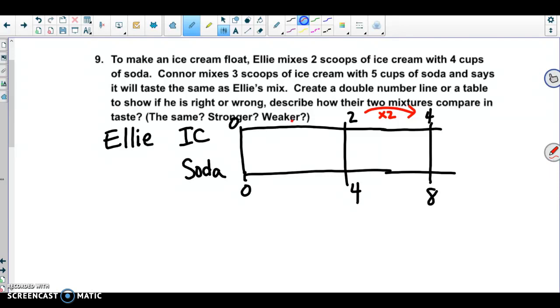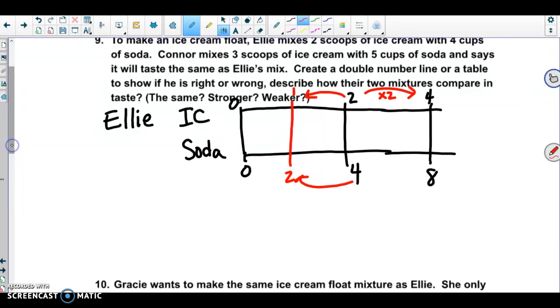Like I could say 1 scoop of ice cream, and if I do that and I break it in half, right, 2 divided by 2 is 1, so I'd have to break this in half as well, and I'm going to end up with 2. Okay, so we've got some comparisons there, and that's just Ellie.